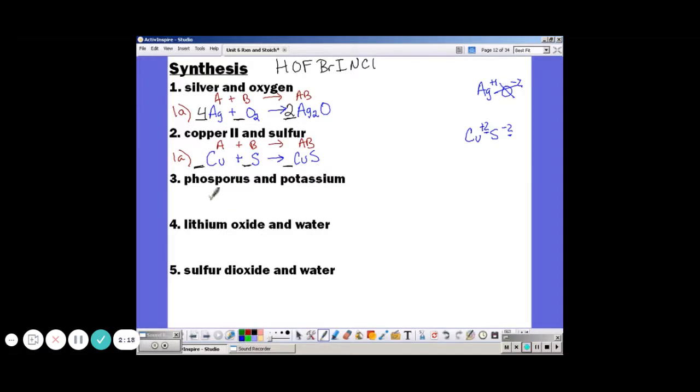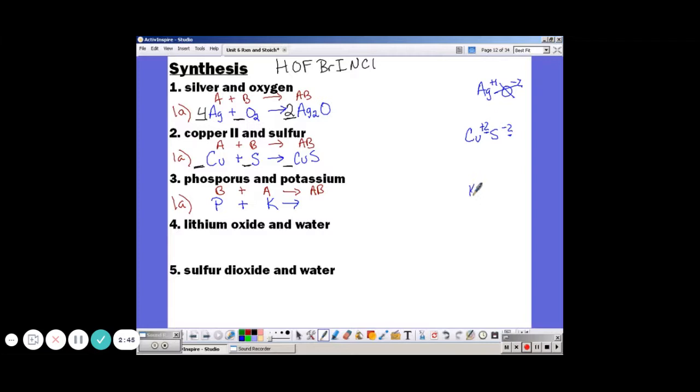Phosphorus is P, and is plus, potassium is K. Again, it's the formation of a binary compound because we have 2 capital letters. So A plus B yields AB. A, though, has to be the metal. Well, potassium is the metal, and phosphorus is the nonmetal. So when I put these together, the metal would have to go first.